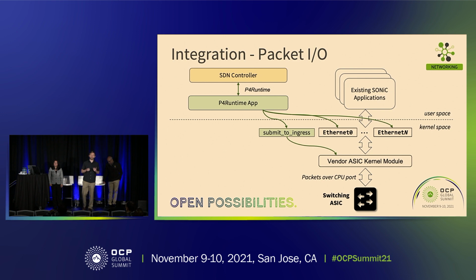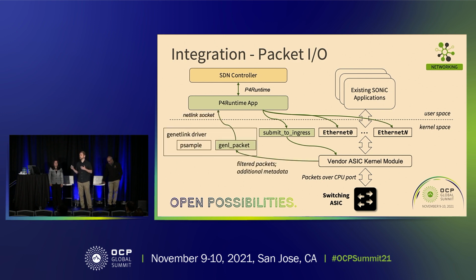We solve this problem similar to the way sFlow captures packets in Sonic today. We have a special driver that filters packets on the way in. We can read the additional metadata off the frames in the kernel, and then we put them into a GE Netlink message, which is sent over a dedicated socket to the P4Runtime application. From there, we wrap it in P4Runtime protocol and send it to the SDN controller. So in this way, we've augmented the packet I/O capabilities in Sonic, and we think this mechanism is something local apps will be able to take advantage of as well.